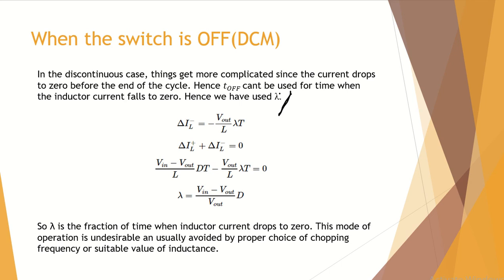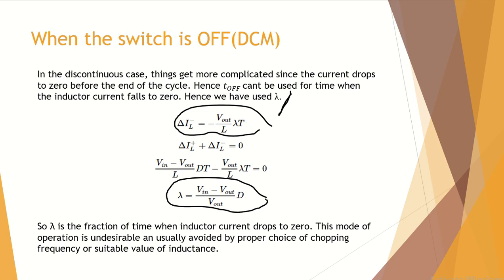Applying the same method, del IL negative is equal to minus V out divided by L into lambda T. In CCM it was T off, but here we don't know the time, so we have replaced it by lambda. And by applying that same steady state condition, we have this formula. So lambda is the fraction of time when the inductor current drops to 0.